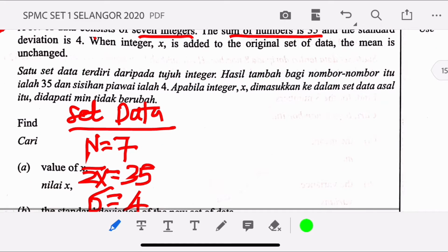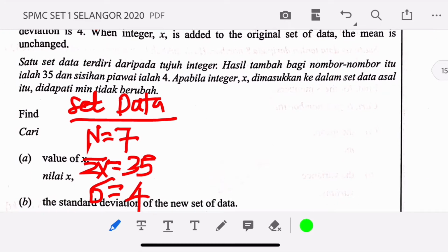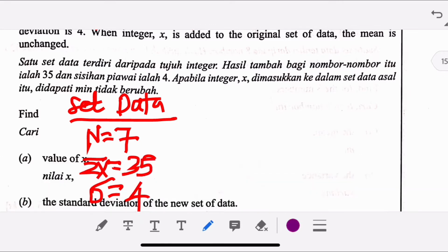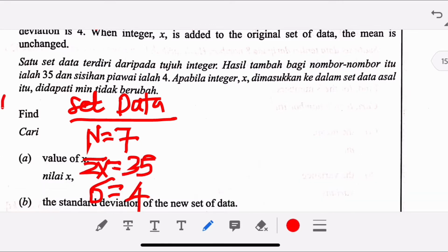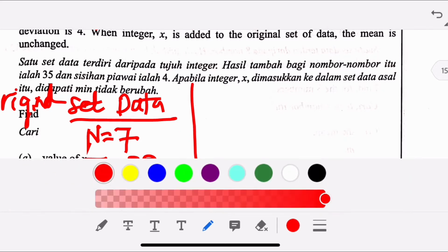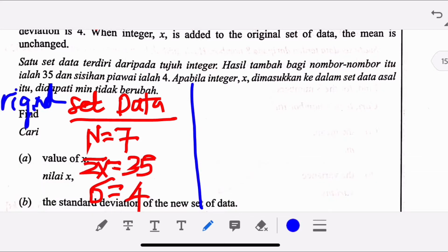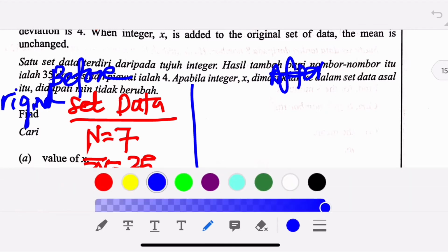So what happened to this set of data? When integer x is added to the original set of data, see? This is the original. After you add in the x, it actually becomes another set of data. This is before, this is after. Before you add in and after you add in, the data will have different information.